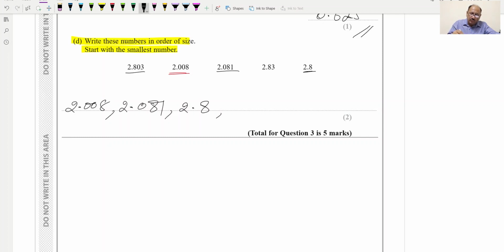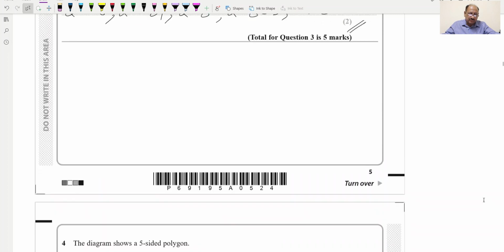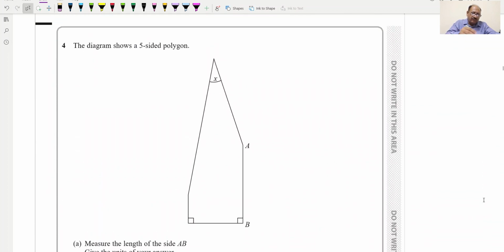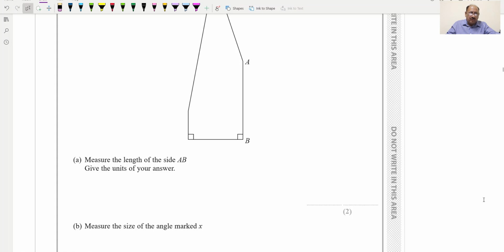This will be 2.803, and the highest will be 2.83, and this is a 2 mark question which we are done. Now question number 4 says the diagram shows a 5-sided polygon, and first of all we have to measure the length of the side AB. Give the units of your answer also.